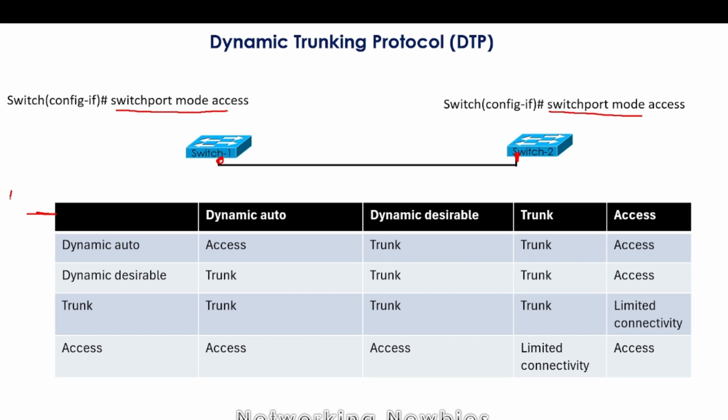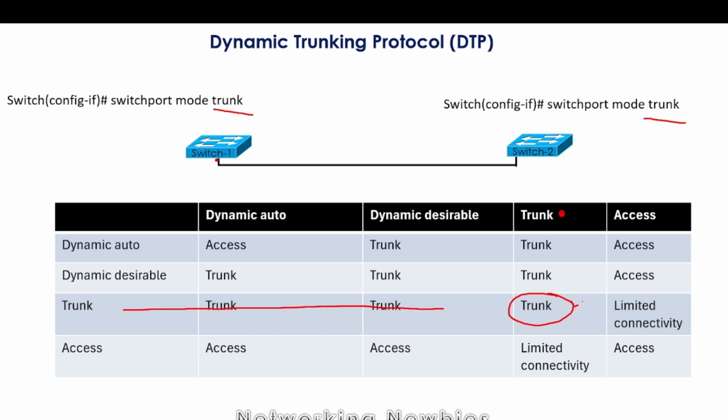Let's say the x-axis of this table is for switch 1, and this column is for switch 2. So when both of the switches are in access mode, what will be the resulting mode on both of the switches? You can see here we have access mode for switch 1, and for switch 2 also we have access mode. Then it means the ports on both of the switches will start working in access mode. Okay, and then in the second case, if both of the ports have been configured using this command, it means they have been configured to work in trunk mode on switch 1 and also on switch 2. In that case, what will be the result on both of the switch ports? You can see here, when we have switch 1 in trunk and switch 2 also in trunk, the resulting mode which will be selected for both of these ports will be trunk.